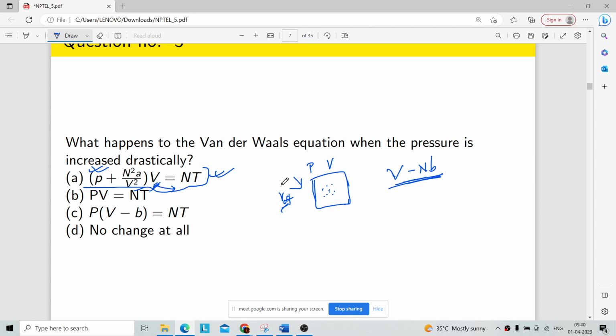If we don't consider interaction between the molecules, then that's the case for an ideal gas. Then this is the right answer, PV equal to nRT. And we are saying the pressure is increasing, and the volume also will change, but it's always constant if it is effective volume, so it's not right either. So the right answer is this.